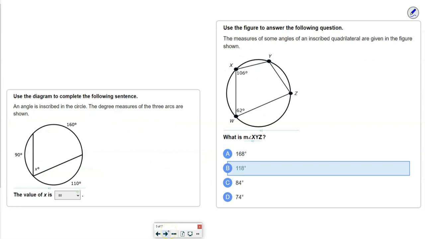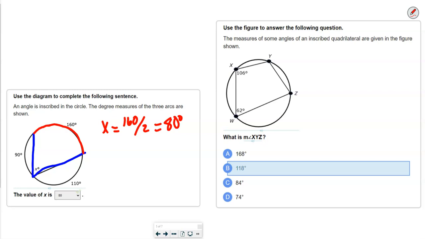So the arc is equal to the angle because it's a central angle, so that's why it was 66. So the next one says use a diagram to complete the following sentence. An angle is inscribed in the circle. The degree measures of the 3 arcs are shown. Okay, so here again we have an angle, X, and it's intercepted by an arc of 160. So the angle X is equal to 160 divided by 2, which was 80.